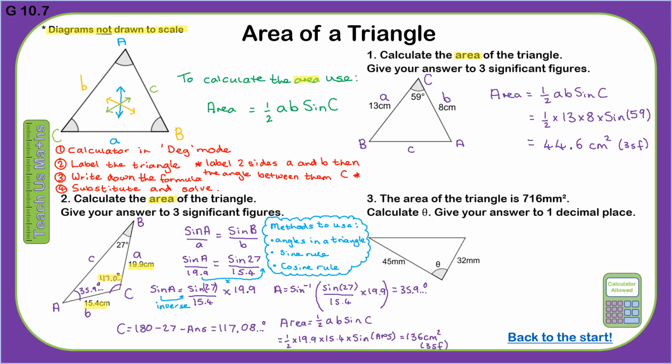Once you have calculated the additional information you need, you will probably then end up with too much information. So select two sides and the angle in between to calculate the area.